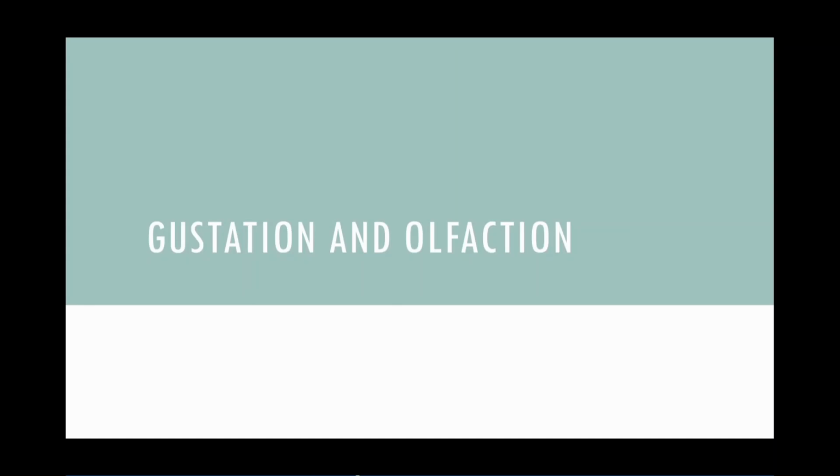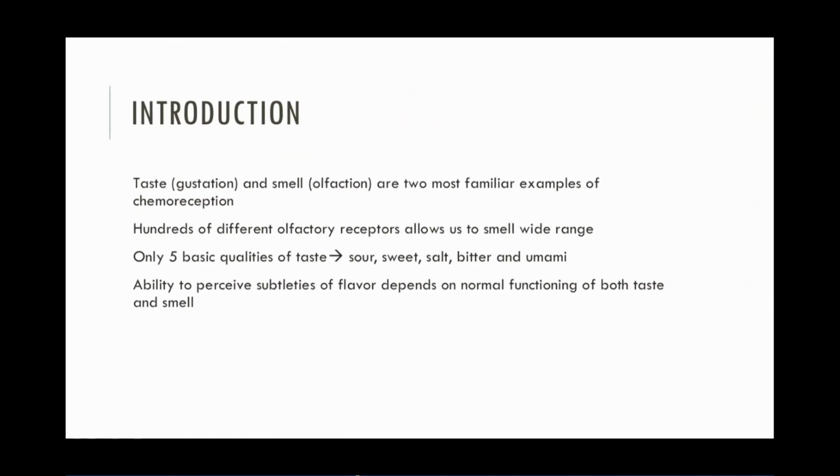Okay. Gustation and olfaction. What's gustation? Taste. Olfaction. Smell. Very good. So, two most familiar examples of chemoreception. Okay. In the eye, it was photo, right? Now we're doing chemoreception because when we smell something or we taste something, the chemical that we are smelling or tasting is going to bind to a receptor. And then you get from there.